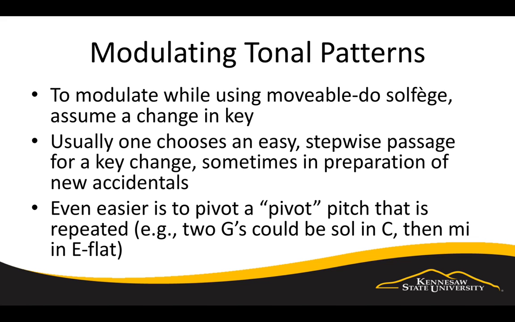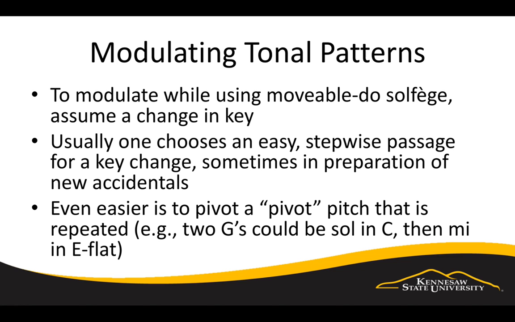Moving on next to modulating tonal patterns. To modulate while using movable do solfege, which is our approach, assume a change in key. Usually, one chooses an easy stepwise passage for a key change, sometimes in preparation for new accidentals. Okay, so you want an easy spot where you can pivot in your solfege between the 2 keys. Even easier is to pivot around a pivot pitch that is repeated.